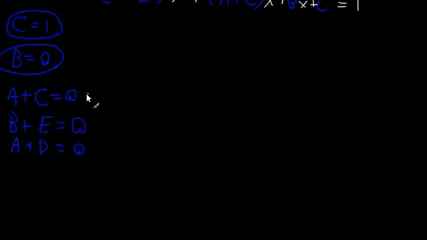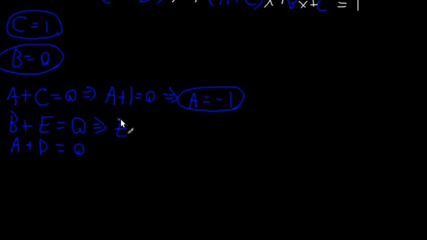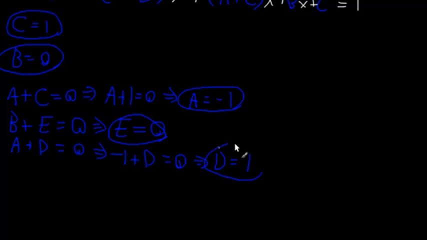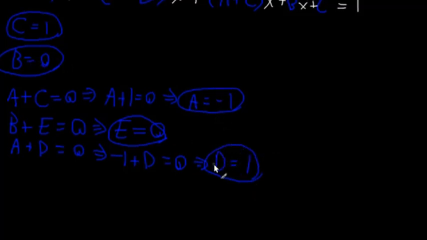So we know that a plus c is equal to 0. We can substitute 1 in for c, so we get a plus 1 equals 0, which means that a is equal to -1. So now we have another one solved. And then we can use the b plus e equals 0 here. We know that b is equal to 0, which means that 0 plus e equals 0, so e is also 0. Okay, so now we can do the last one. So we know that a is equal to -1, which means that -1 plus d is equal to 0, which means that d is just equal to +1. And so now we have all 5 of the letters solved.